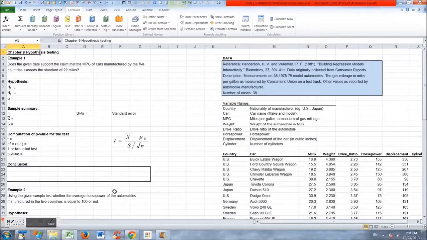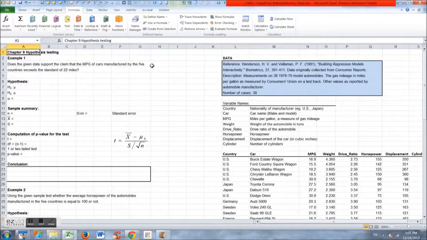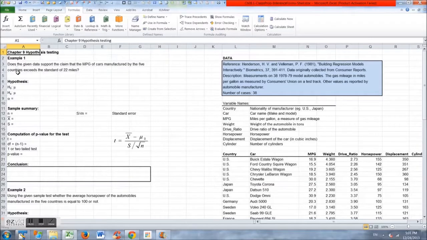Let's now look at some examples from sheet 2. Okay, we have the same familiar data and I've already named them. Make sure that you name the data. Now the first example is a hypothesis test about the average MPG.